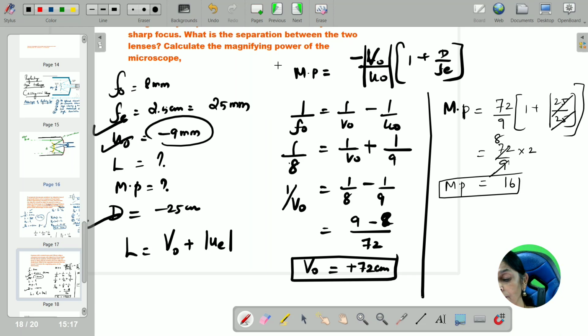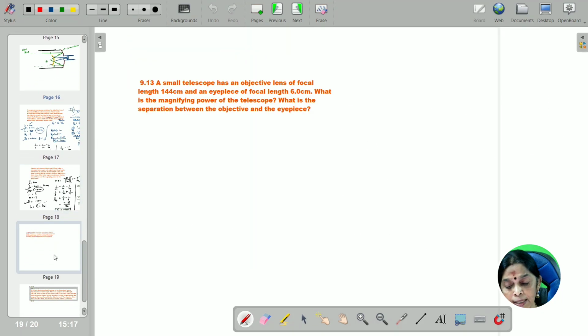So hope you understand magnifying power of the microscope. Separation between these two you have to find out, V naught plus UE over here. So V naught is already known. So UE, how do you find out UE? 1 by VE minus 1 by UE is equal to 1 by FE. So from that you can find out. So hope you understand children. So you can do by yourself.